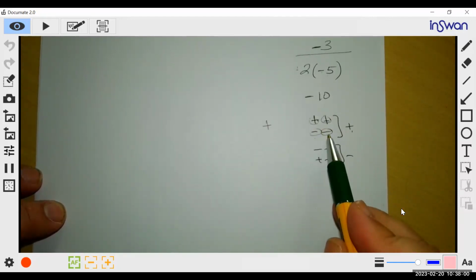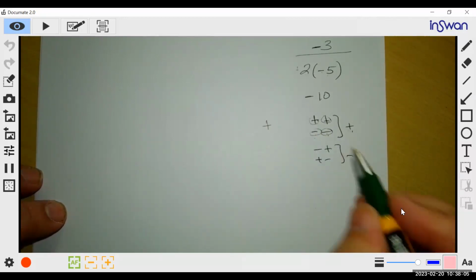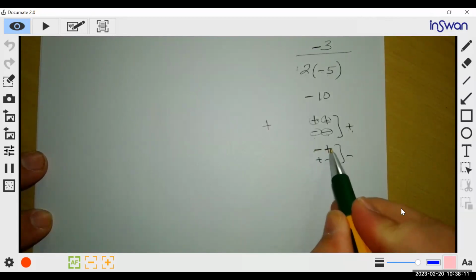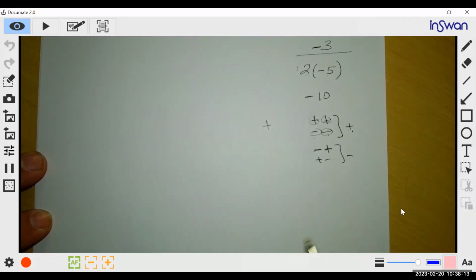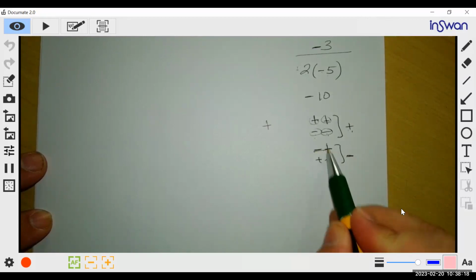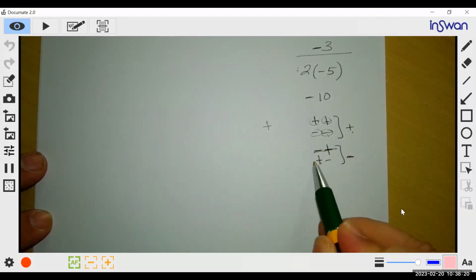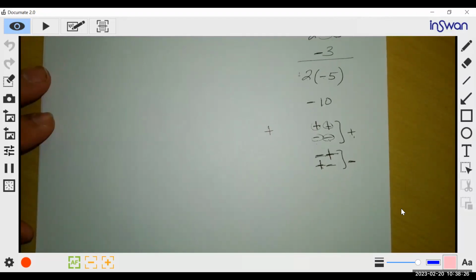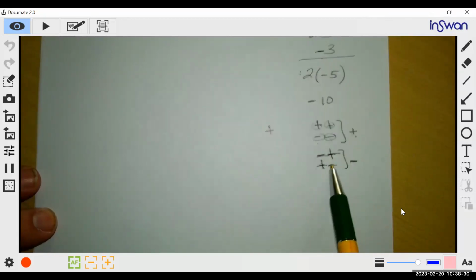If you have 2 negatives, that's 1, 2 lines. So if it's an even number of strokes, the answer is positive. A negative times a positive, that's 3 strokes. That's odd, so it's negative. 1, 2, 3. 1, 2, 3. There are a whole bunch of different ways you could show that, but the bottom line is same, positive, different, negative.